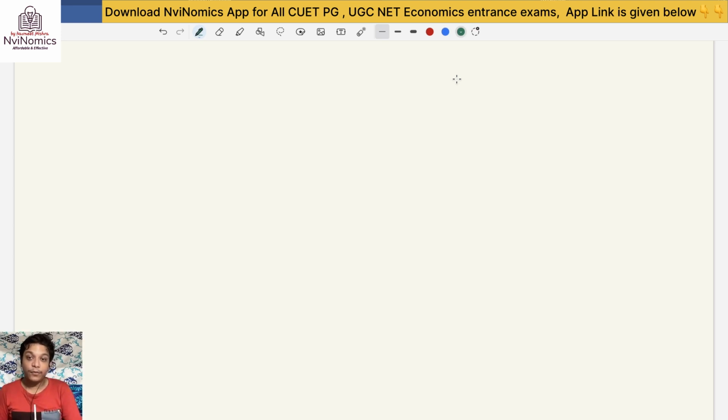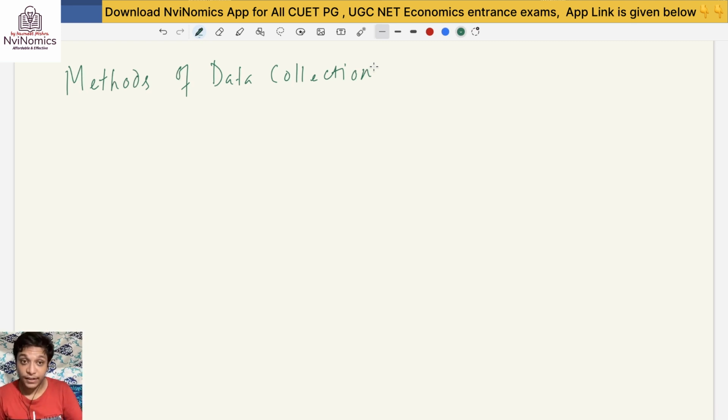Now we will move on to the next primary concept of our module, which is methods of data collection. I have already told you why data is necessary, why it is collected, and what the types of data are in empirical analysis. But now the question arises: what are the methods of collecting data? What methods should be employed for data collection?